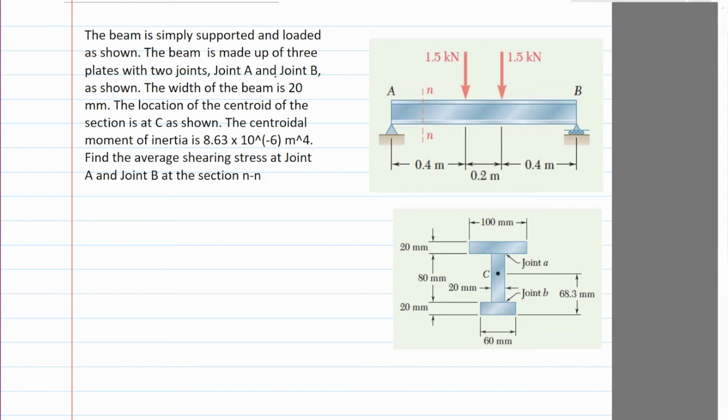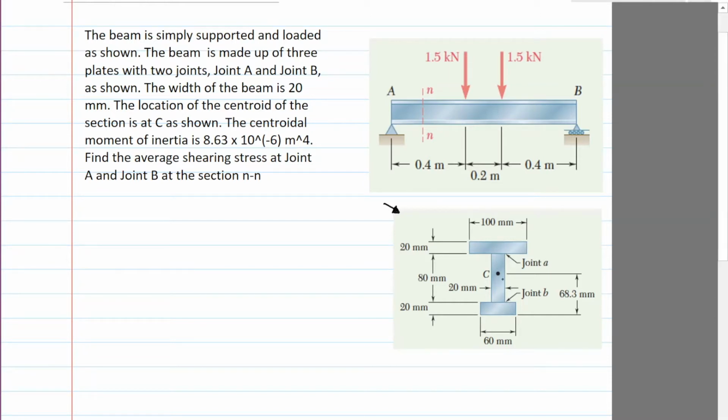So the beam is simply supported and loaded as shown. The beam is made of 3 plates with 2 joints, joint A and B. First of all, the cross section of the beam is an I section. And when they say that there are 3 plates, it's these plates.